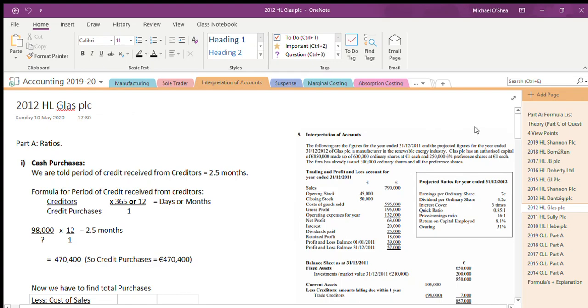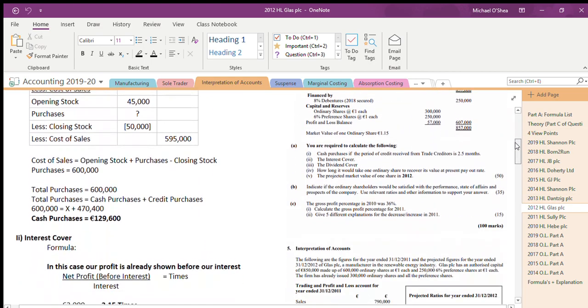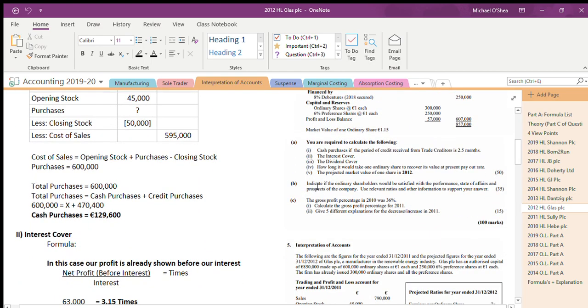Now, 2012 interpretations of accounts. I'm going to make this nice and short. The question looks at ordinary shareholders, performance, sale affairs, and prospects. Everything appears normal. The part C is actually quite simple as well.